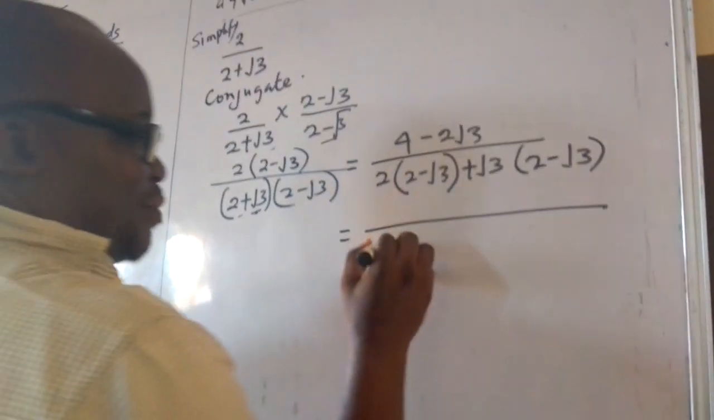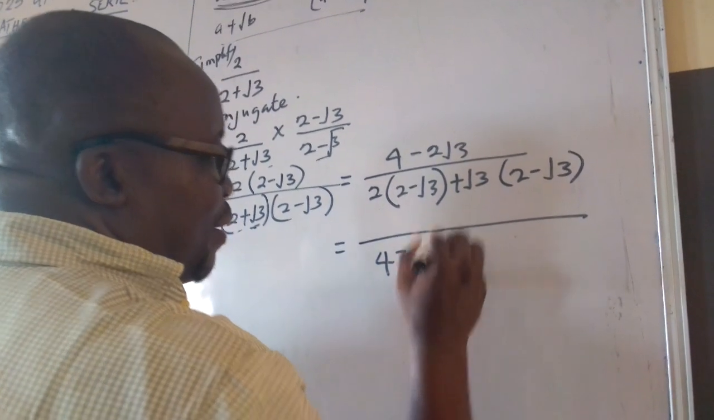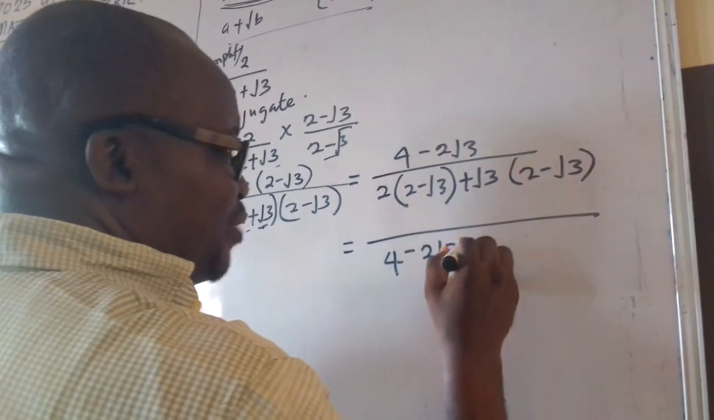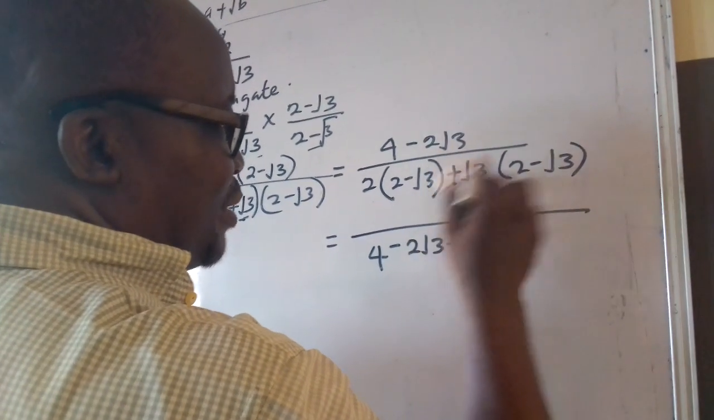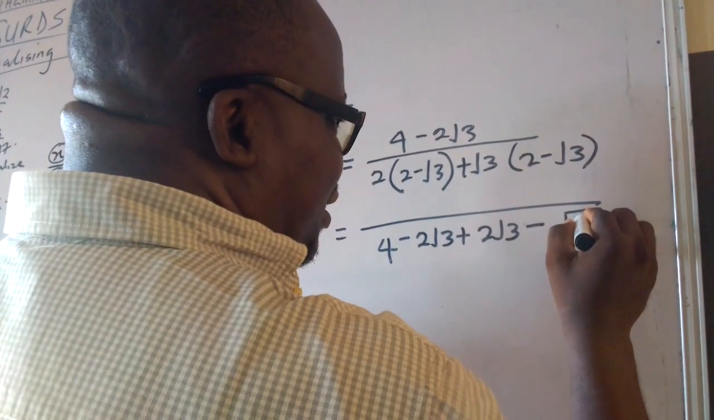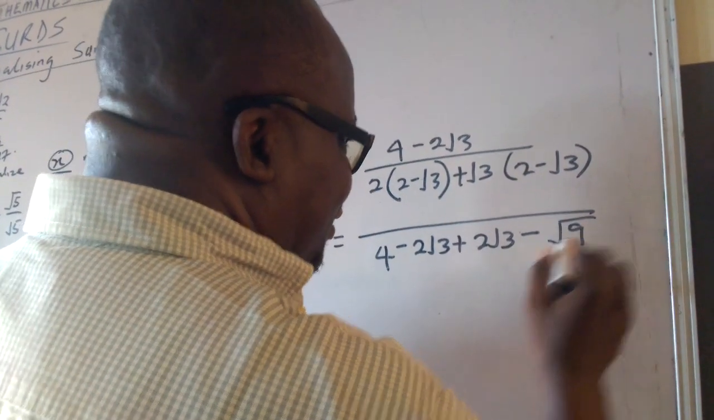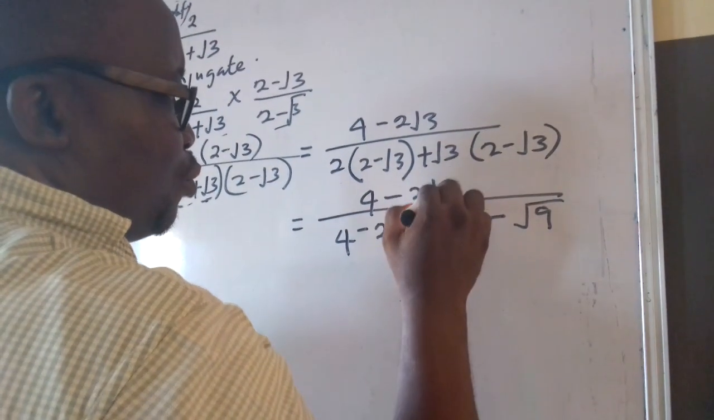This times this gives me 4. This times this gives me minus 2 root 3. Plus root 3 times this gives me plus 2 root 3. And plus times minus gives me minus. Then root 3 times root 3 gives me 3. Okay? Where I have my 4 minus 2 root 3.